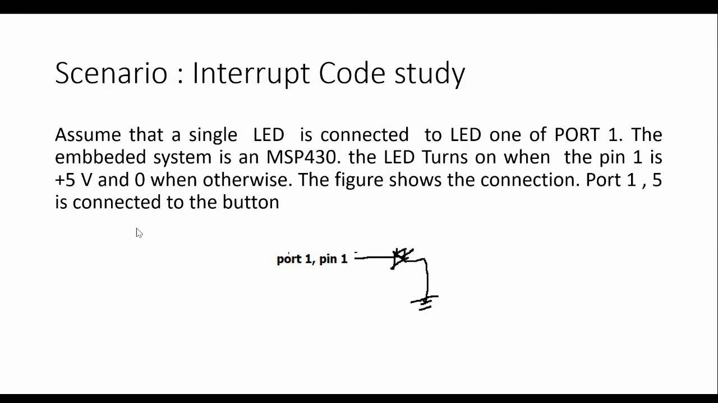Now let's assume that pin 1 is either 0 or 5 volts. This is a digital pin. Port 5 is connected to the button. Port 1.1 is connected to the LED. Normally we express it like this: port 1.1 means port 1, pin 1. Port 1.5 means port 1 and the 5th pin.